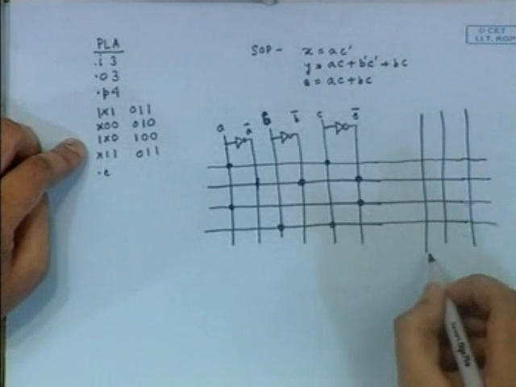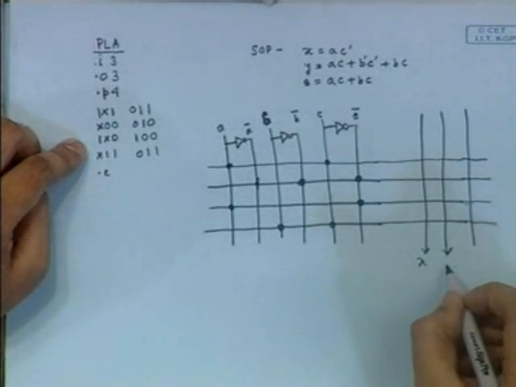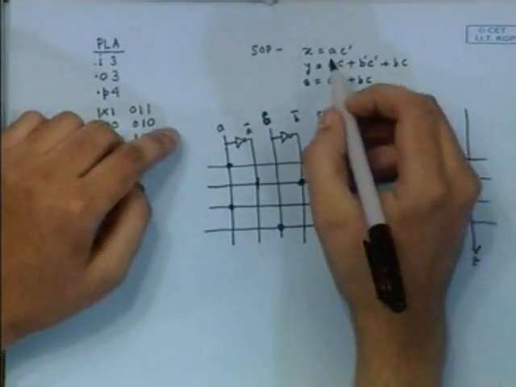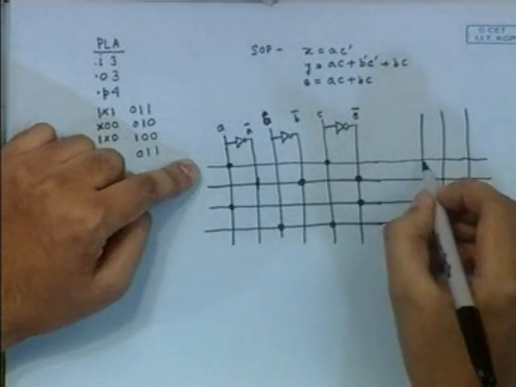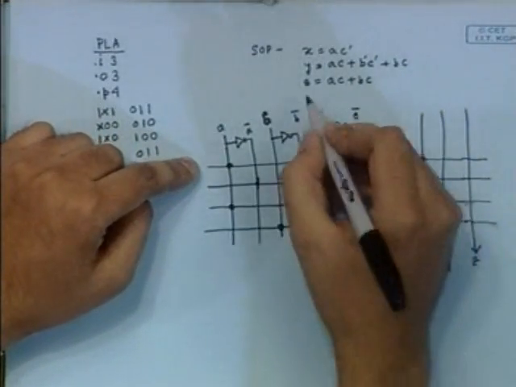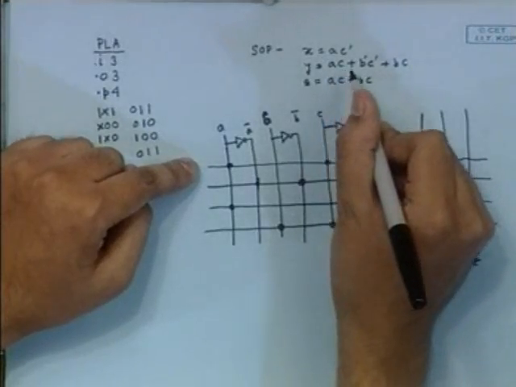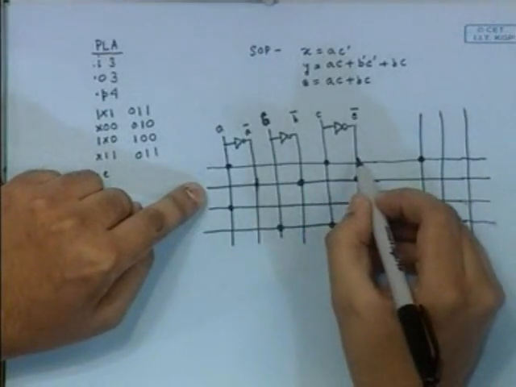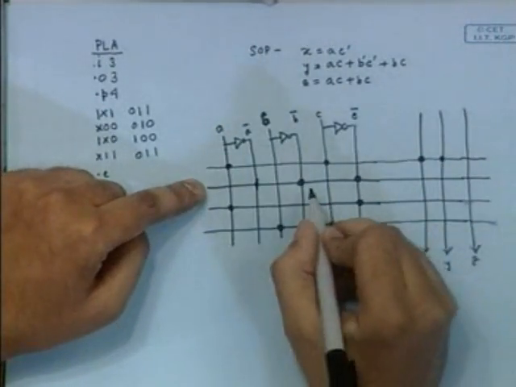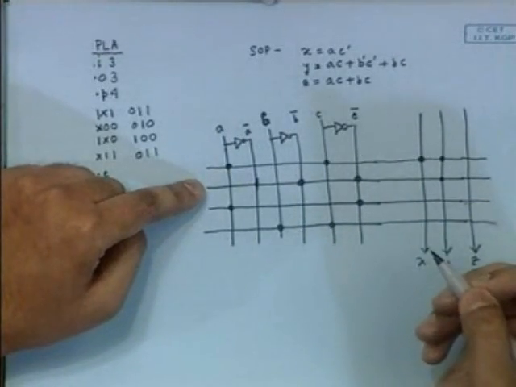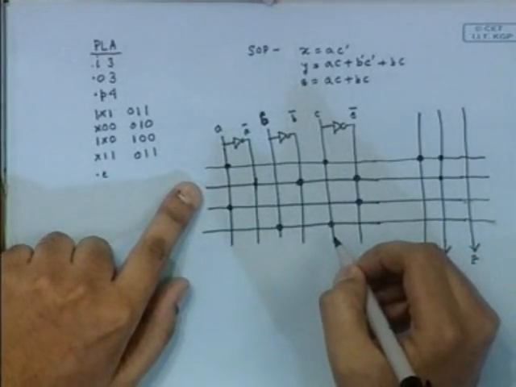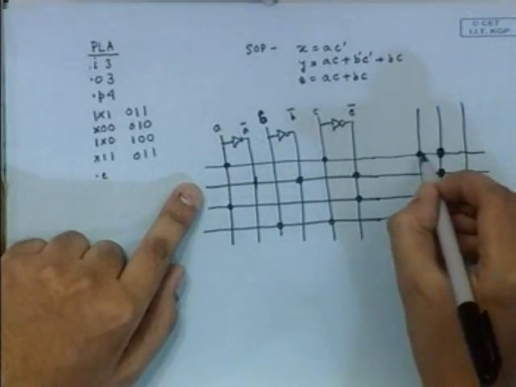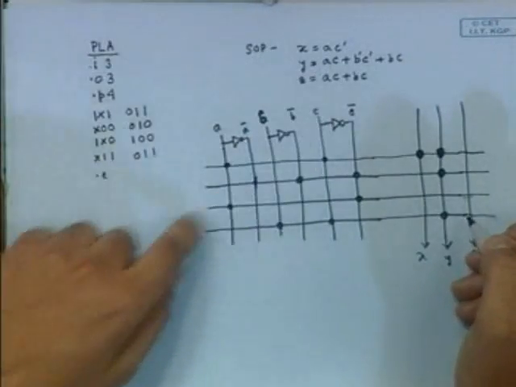This is the OR plane. This is the output X, this is the output Y, and this is the output Z. For X we have only A C bar, so only we will connect this, and for Y we have AC plus B bar C bar plus BC, so we will connect those. And for Z we have AC plus BC.